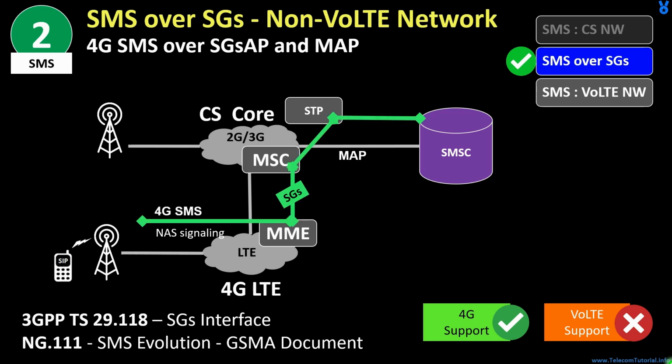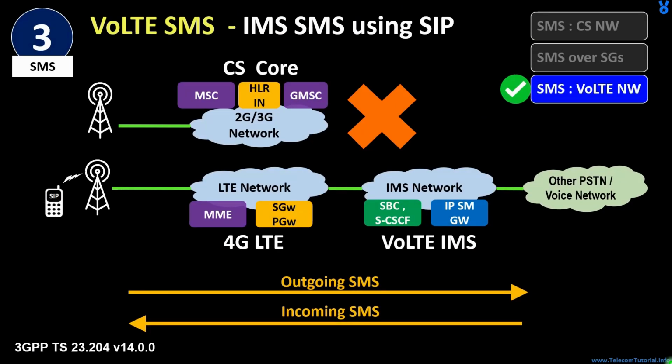While we have seen in voice, the UE went to the 2G 3G network and camped on it for making the voice call, the same thing doesn't happen in SMS. In SMS, the UE doesn't fall back to the legacy 2G 3G network. It sticks to the 4G network while sending or receiving the messages. I hope this particular flow is clear to you and it is interesting also.